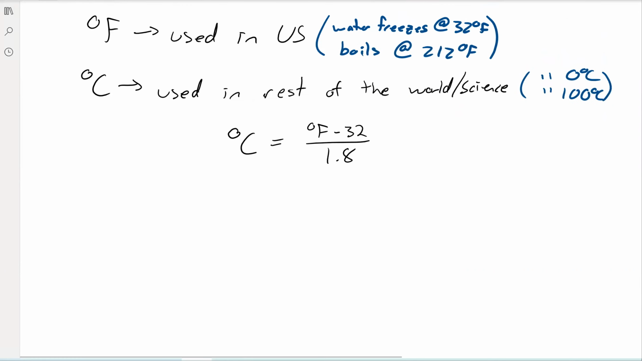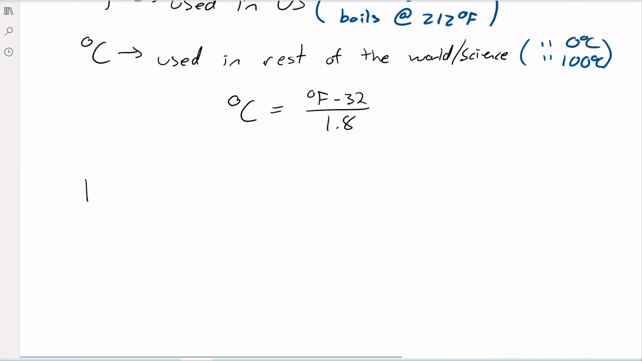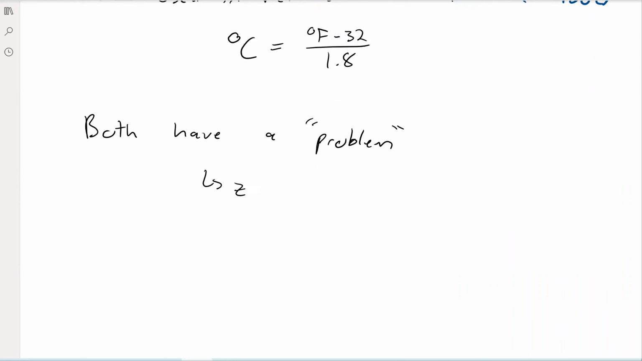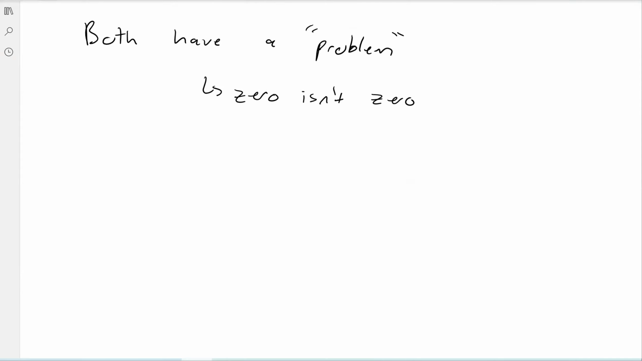All right, but both degrees Fahrenheit and degrees Celsius have a problem when we're thinking about them through a scientific lens. And that problem is that 0 isn't 0, right? So what does that mean? 0 isn't 0. Of course, 0 is 0. So what does 0 isn't 0 mean?